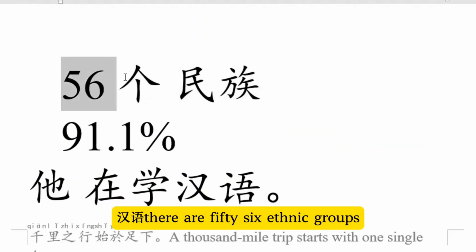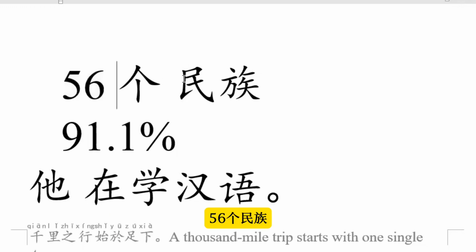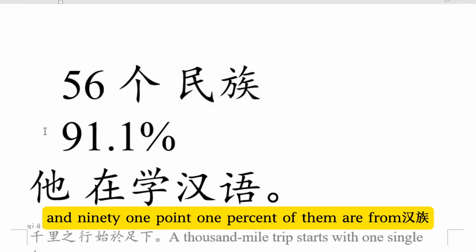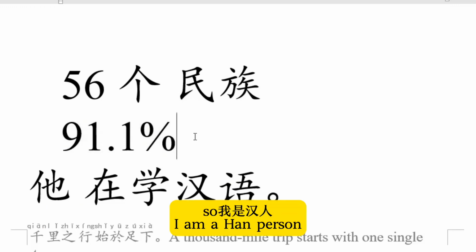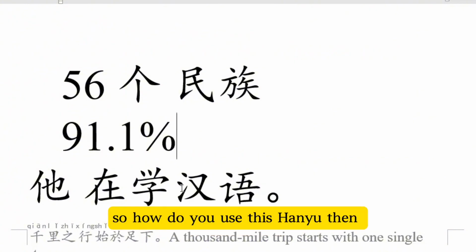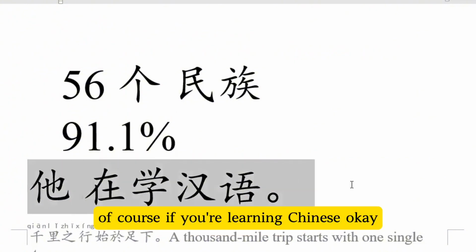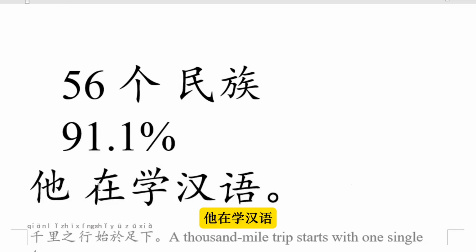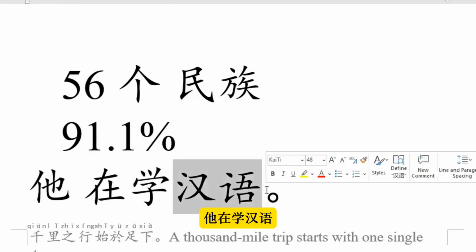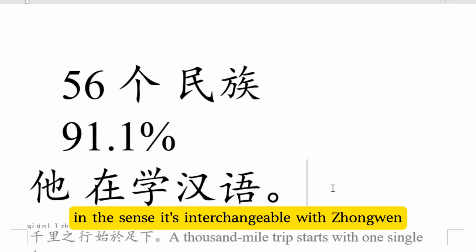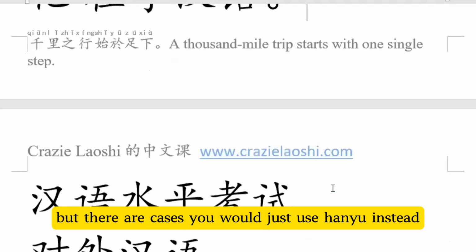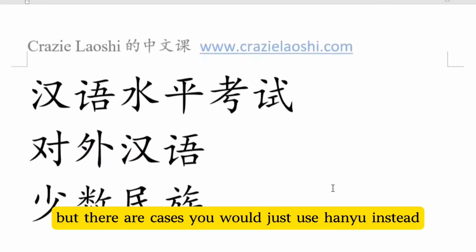There are 56 ethnic groups, 56个民族, and 91.1% of them are from Hanzu. So 我是汉人. So how do you use this Hanyu then? Of course, if you're learning Chinese, okay, 他在学汉语. In this sense, it's interchangeable with 中文, but there are cases you will just use Hanyu instead.